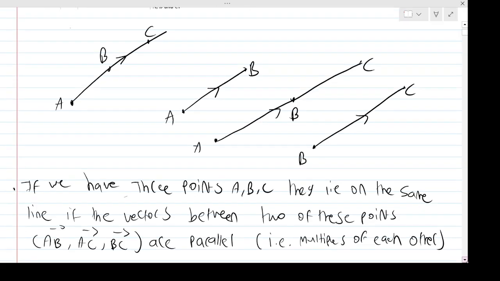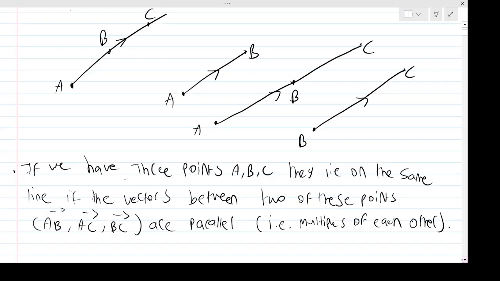Okay. And there we are, right? So if you have any 3 points, we need to show that they're all on the straight line, or all on the same line. Then if we find 2 vectors between any 2 points, so A to B, or from A to C, or from B to C, right? So any combination of 2 points, and if 2 vectors of those are parallel, then they must all be on the same straight line, right?